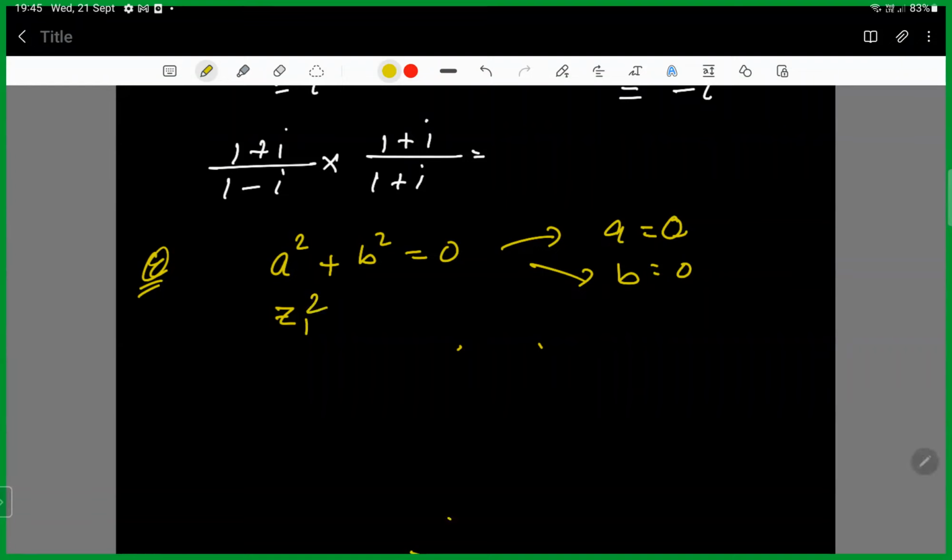Now, for complex numbers, if you write z1 square plus z2 square is equal to 0, z1 and z2 do not have to be 0. Can you prove this? Try it. Give it a shot. Just see.